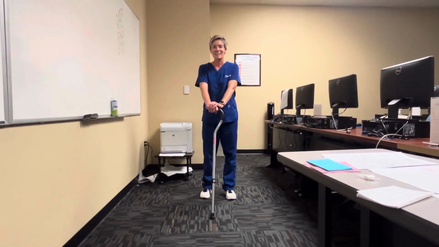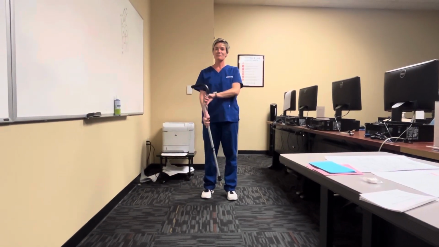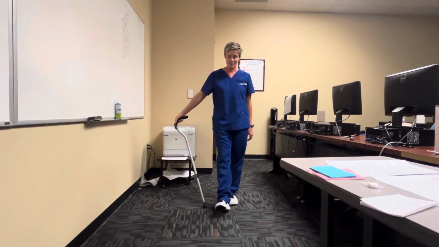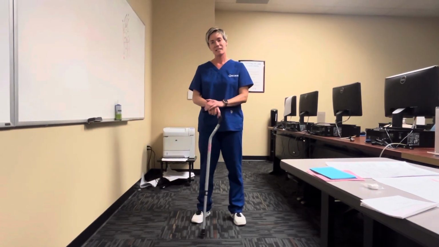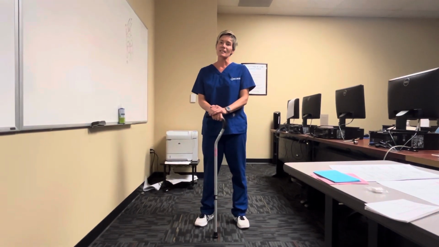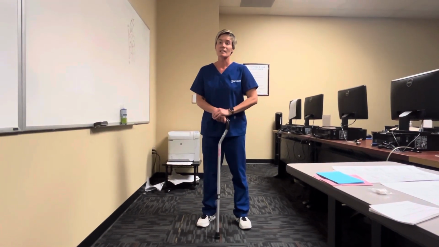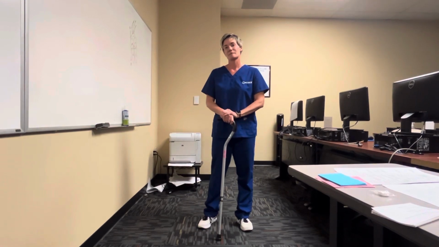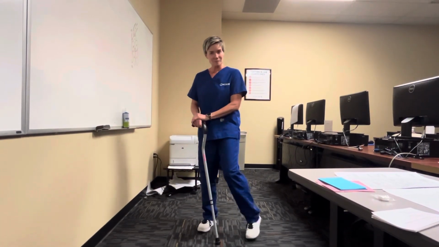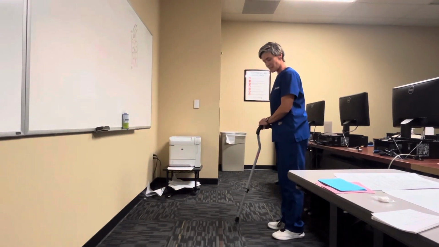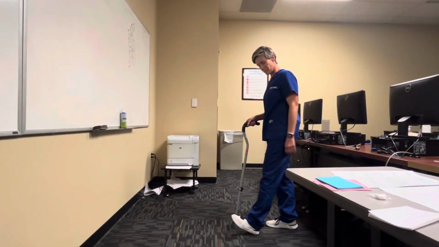Okay, hello. We're going to talk about the gait cycle. So the gait cycle has two phases. It has the stance phase and it has the swing phase. Within the stance phase, there are 5 events. And within the swing phase, there are 3 events. So let's begin. The first event is heel strike.